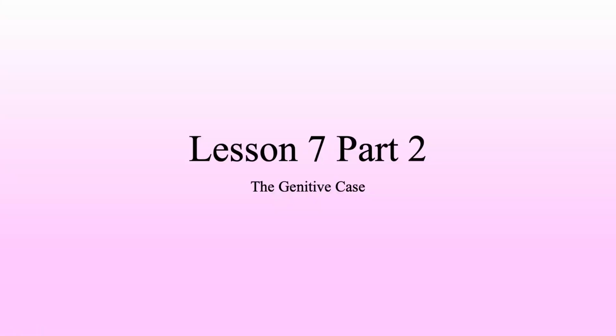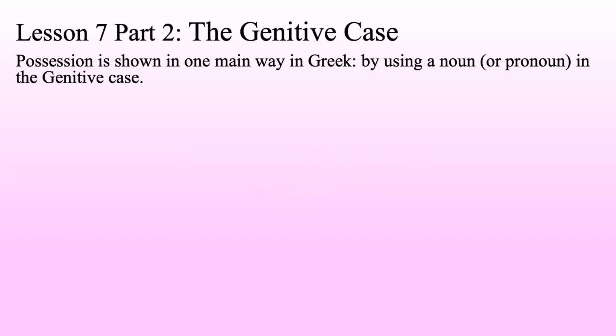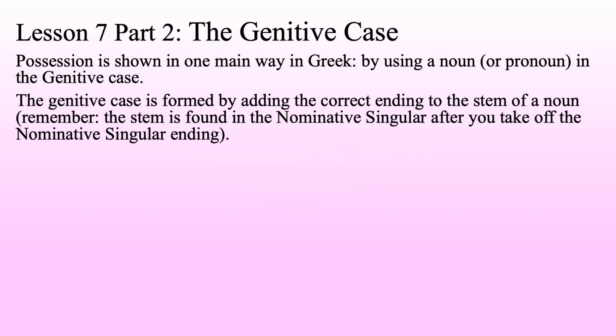Lesson 7, Part 2, the genitive case. Possession is shown in one main way in Greek, by using a noun or pronoun in the genitive case. The genitive case is formed by adding the correct ending to the stem of a noun. Remember, the stem is found in the nominative singular after you take off the nominative singular ending.